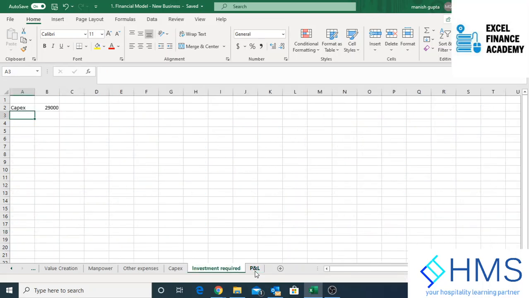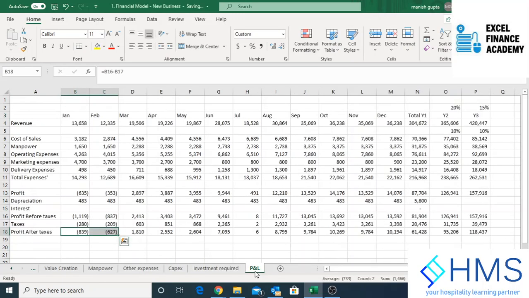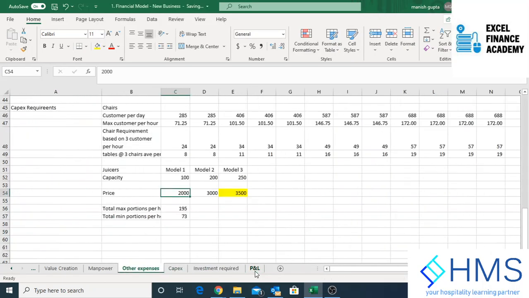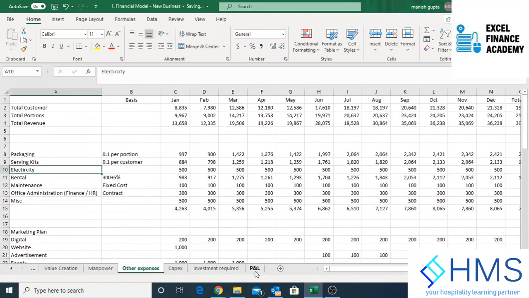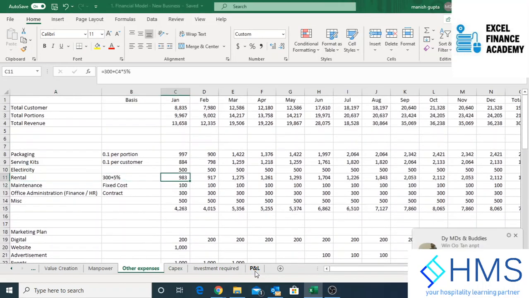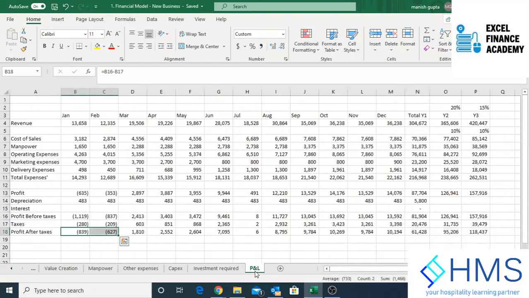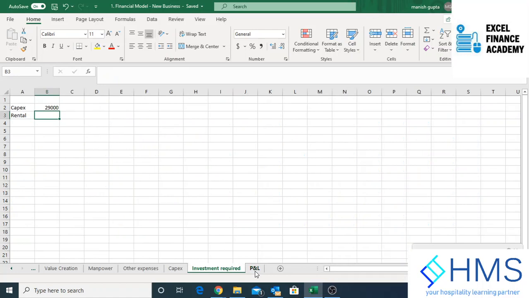Let's say rental is 3 months in advance. So how much is your rental? $500. From our expenses we can see the rental expense is $300 plus some amount. So let's assume we have to pay 3 months advance rental, so the fixed portion times 3, that's our advance rental.